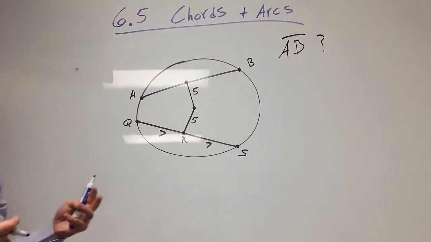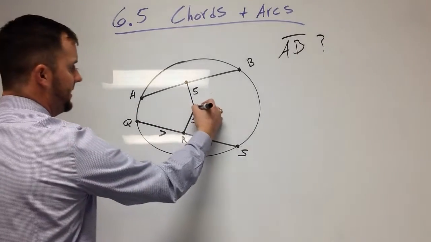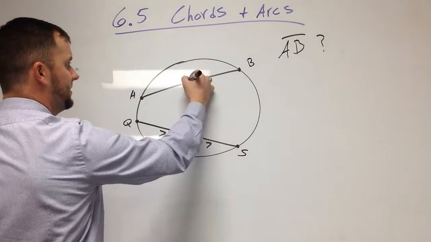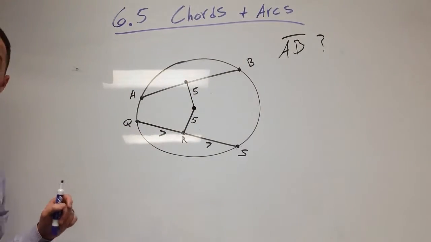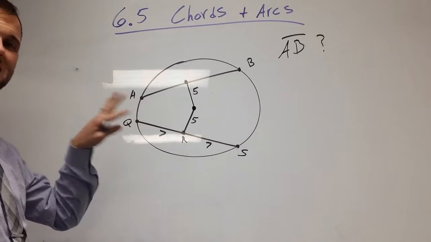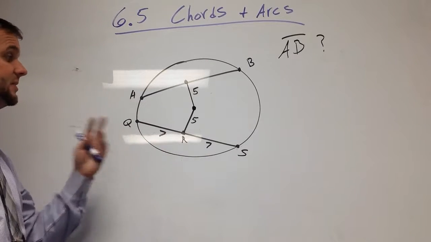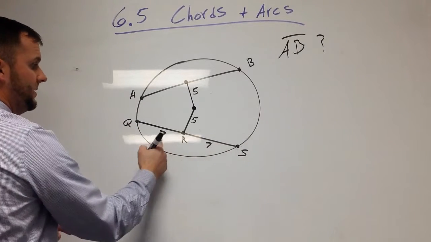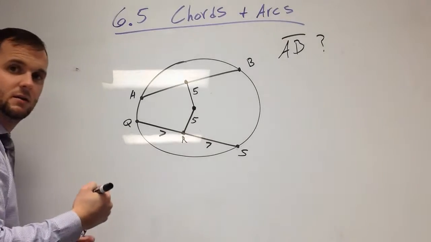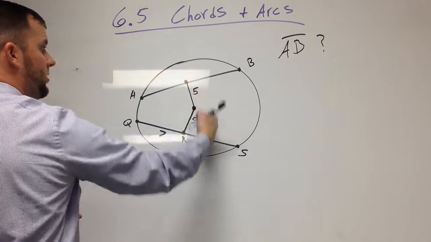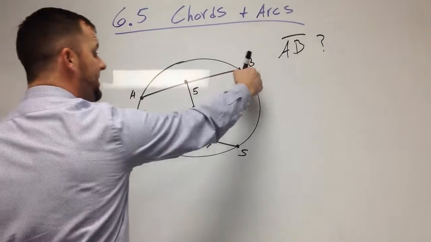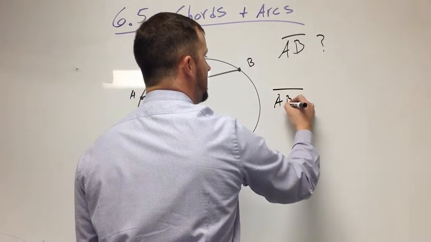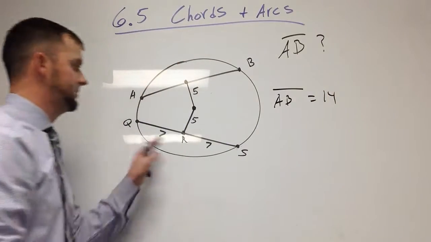So let's look at my information here. I can see that from the center to this chord is 5, and from the center to this chord is 5. What we learned a while ago is that if the chords are equidistant from the center, then the two chords are congruent. So right now, this chord Q to S is going to be 7 plus 7, which is 14. Since both of these chords are equidistant from the center, AB is also going to equal 14. So chord AB is going to equal 14, because those two chords are congruent.